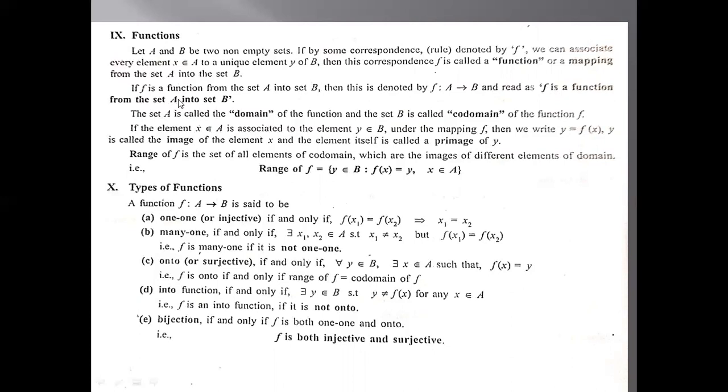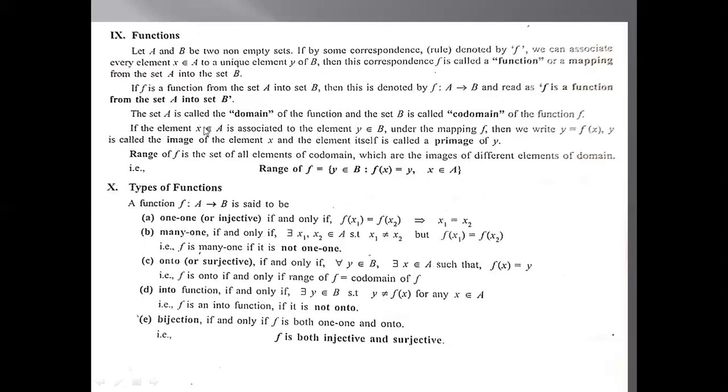After satisfying this condition, no element of the set A is related to two different elements of the set B. If the given relation satisfies these two conditions, then we can say that the given relation is a function from A to B. The set A is called the domain of the function and the set B is called the codomain of the function.